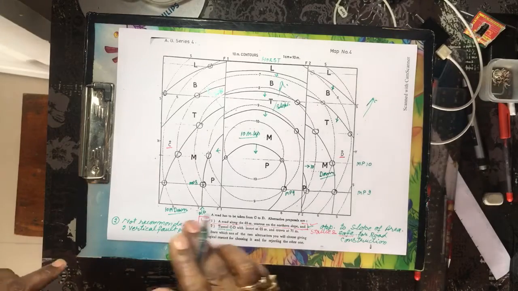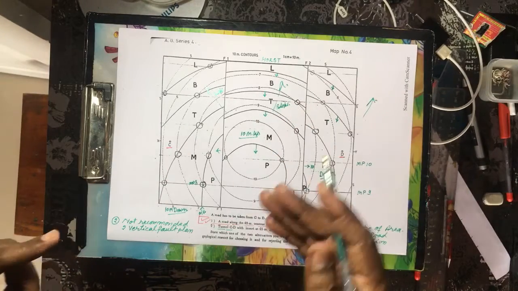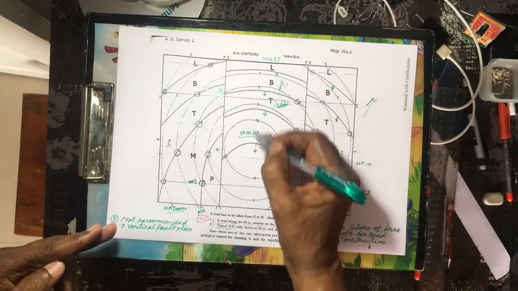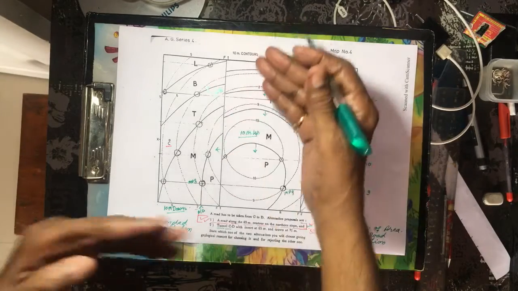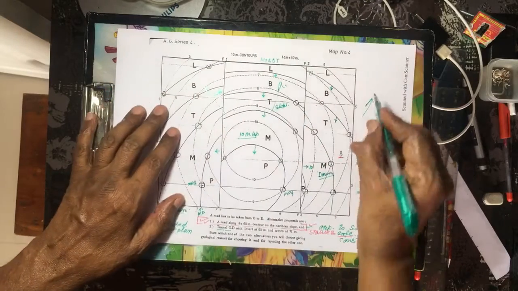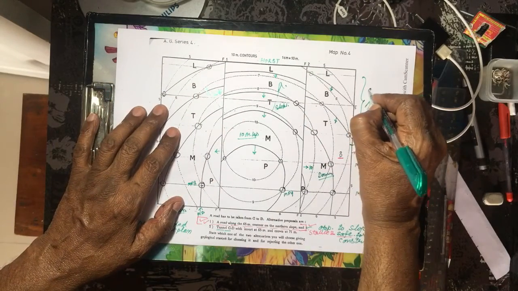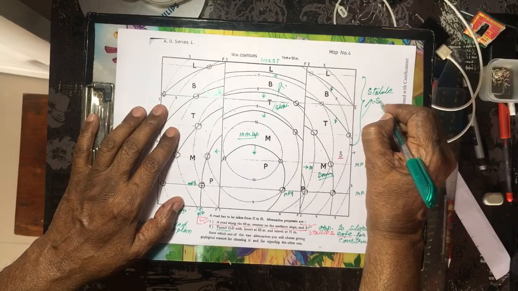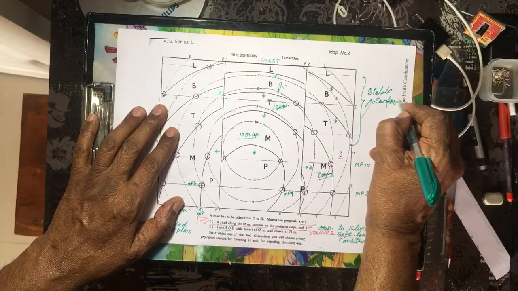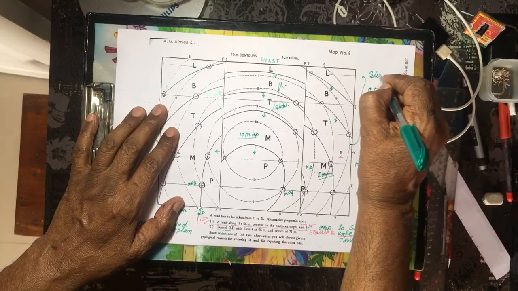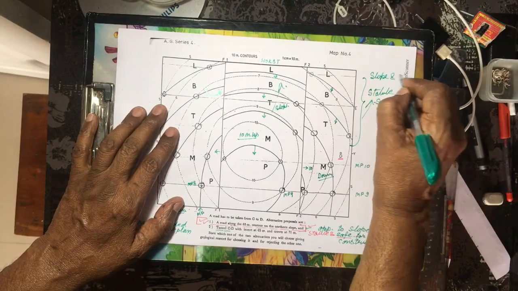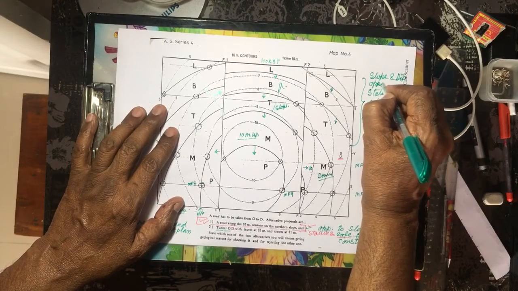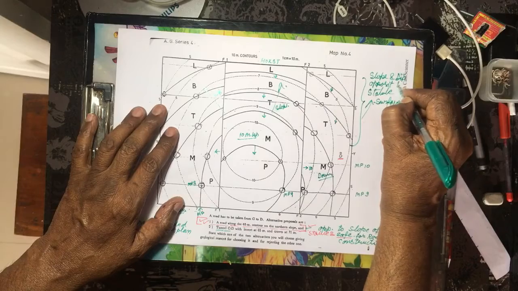This is one thing. Second, if we find the direction of the dip, these beds are dipping in this direction. So the slope is opposite to the dip direction. Then this is stable. Stable surface: slope and dip opposite to each other.